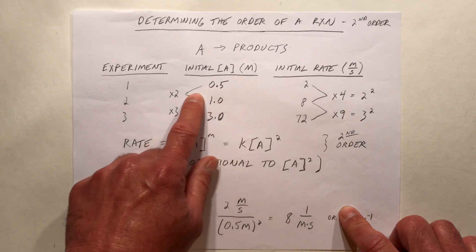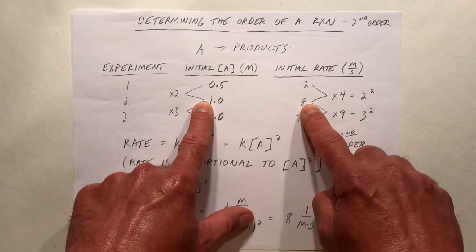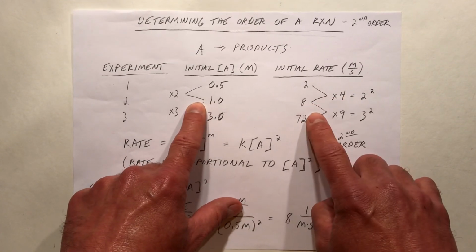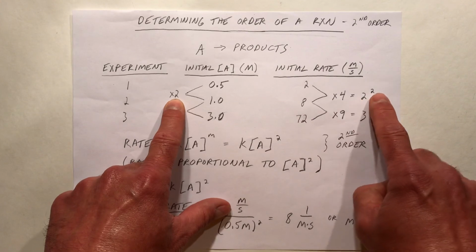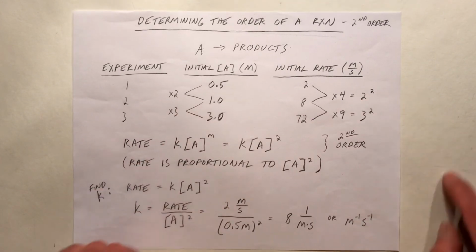So notice that we doubled the concentration here, the rate increased by a factor of 4. Well, that's not a 2 to 2 relationship. What is 2 to 4? Well, that's actually 2 to 2 squared. There's that square value. This is a second order reaction.